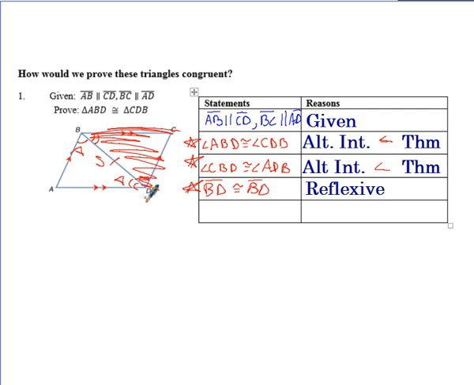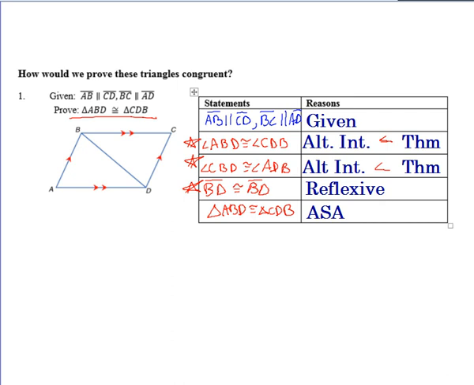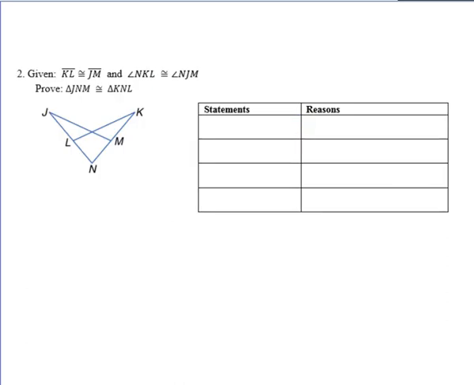So now I can say triangle ABD is congruent to triangle CDB because of angle, side, angle. So one hint I want to remind you of is that our proof statement is always right there. So a lot of students are like, well, how did you know to write those letters? Because it's told right there. All right, let's take a look at another proof.